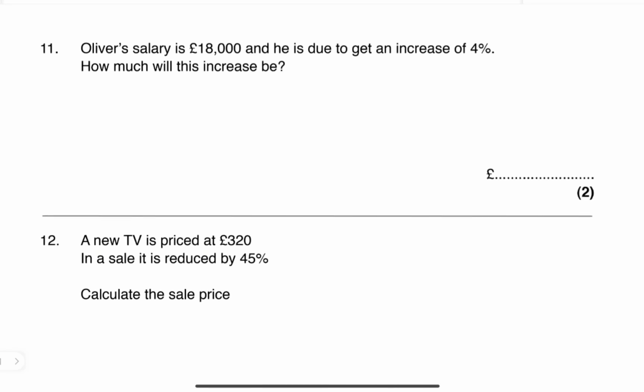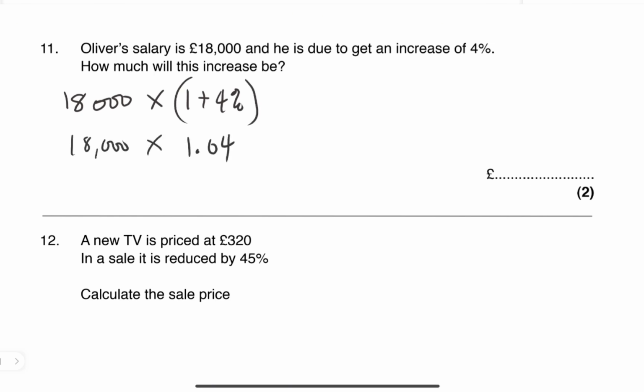Oliver's salary is 18,000 and he is due to get an increase of 4%. So how much will this increase be? So 18,000 times increasing by 4% is 1 plus 4%, which is 18,000 times 1.04, which is also the same as 18,000 times 104 over 100. So we cancel out these two zeros. So we do 180 times 104.